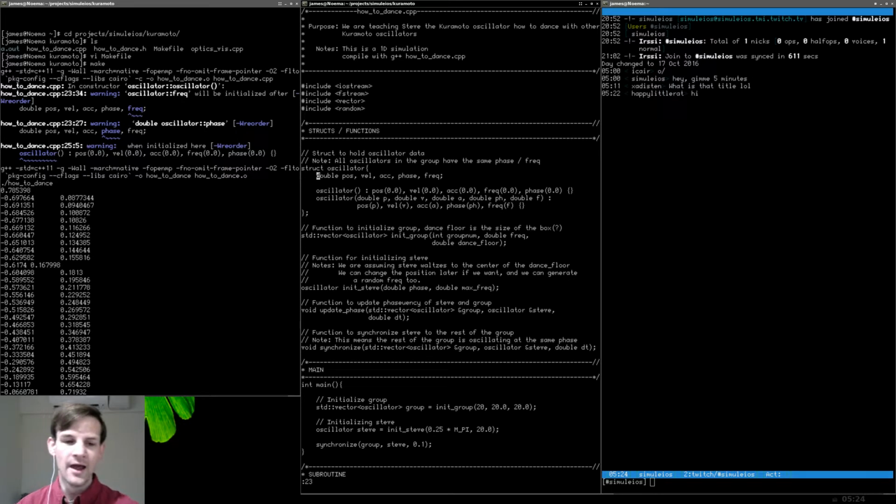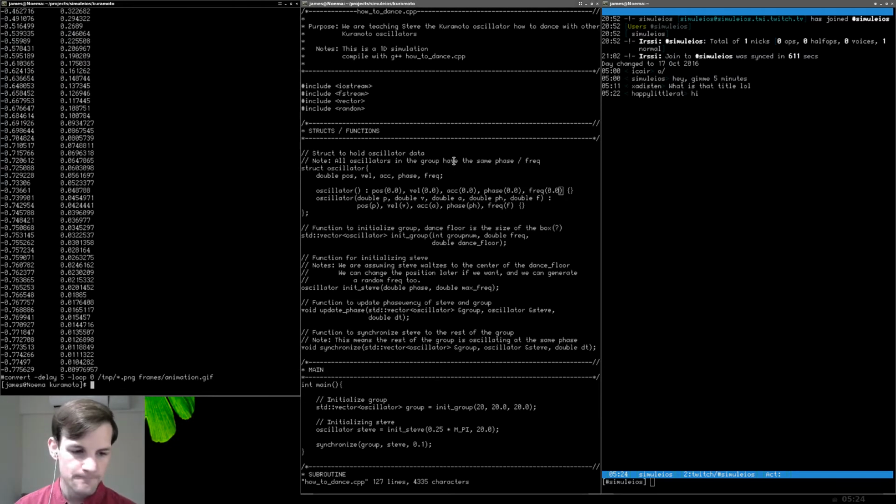Wait. Phase. 1 second. We initialize here. Okay, so we have oscillator: position, velocity, acceleration, freq, and phase. Yep, so let's go ahead and put the phase and freq in the appropriate order, because they are in the appropriate order on the other side. So let's go here, and then we'll add freq at the end. There we go. Okay, so now if we run it one more time, those warnings are gone.